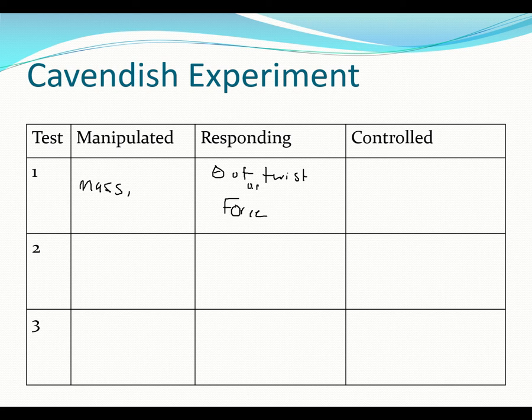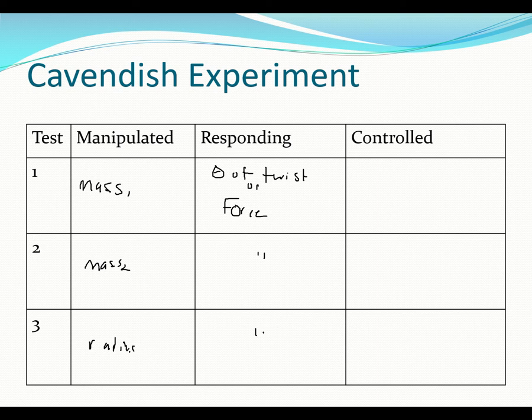So angle of twist or force would be the correct answer, because from the angle of twist, you can look up what the force is. And then he did another experiment where he manipulated mass 2. So how does mass 2 affect it? And it's going to be the same thing for the responding variable. He wanted to measure that angle of twist or the force. And then the last one, he manipulated the radius between them, and he measured that angle of twist or the force.